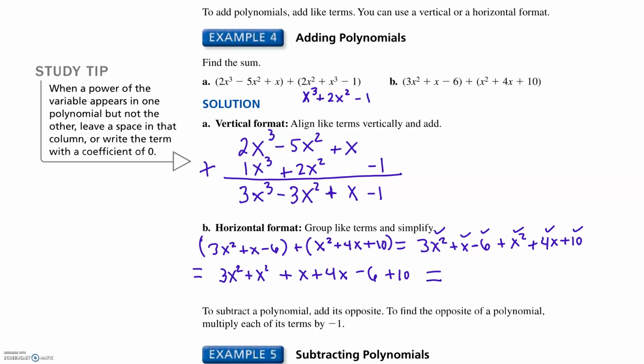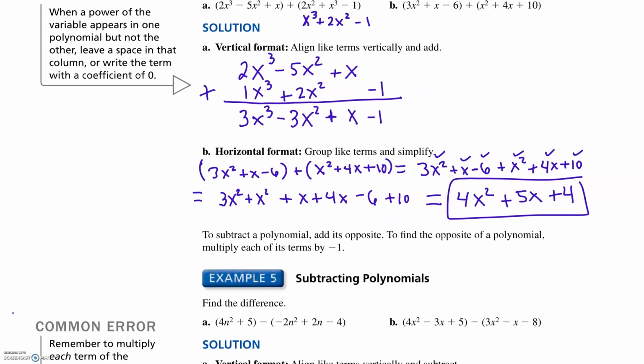Combining like terms, they're right there together. 3x squared plus x squared. 3 plus 1 is 4. Remember, combine them by adding the coefficients. A 1x and a 4x. 1 plus 4 is 5. So we get 5x. And then negative 6 and 10 add up to 4. And we are done.